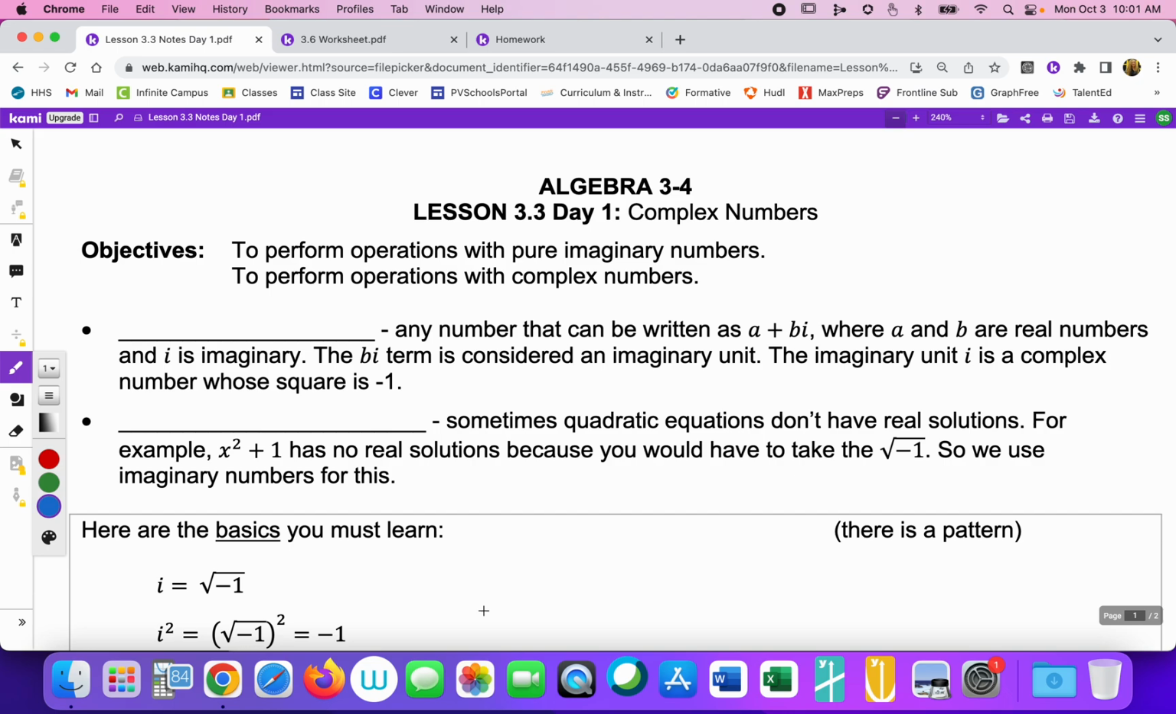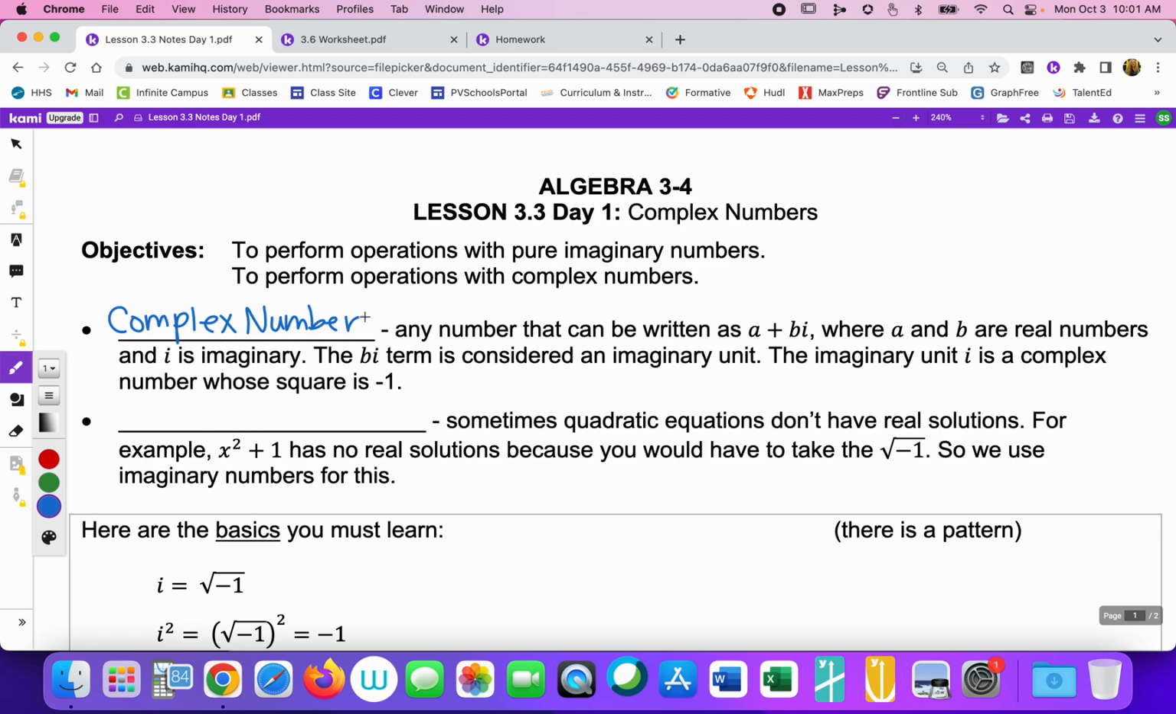We are dealing with complex numbers and imaginary numbers. I'll explain the purpose of that. First off, a complex number is any number that can be written as a plus bi. A and b are real numbers and i is imaginary. Today a is going to be 0, so you're just going to have a single term. We're just simplifying. We're starting out very basic today.